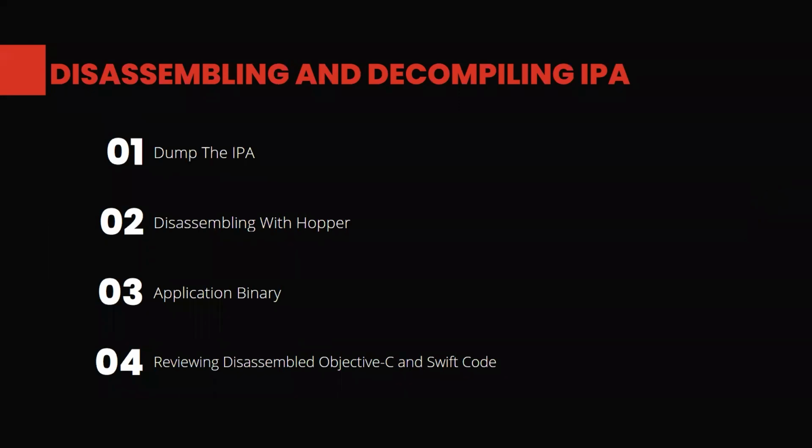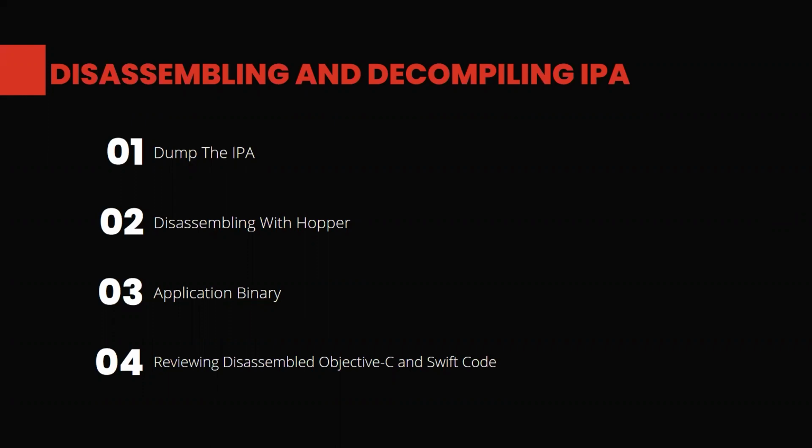Okay. The next slide is about disassembling and decompiling the IPA. First one, dump the IPA. To dump an IPA, we will use an open source tool known as frida-ios-dump, which can be found on GitHub. The frida-ios-dump tool is used to pull a decrypted IPA from any app installed on your jailbroken phone. This still requires Frida, which needs to be installed on your device as well as your system.